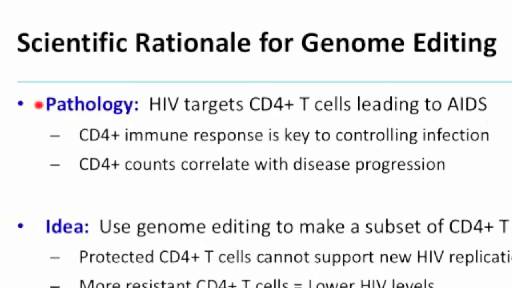So the CD4 T cells are a key cell in the immune response necessary to control infection, not just of HIV, but in fact of any infection. And CD4 counts correlate very closely with disease progression. So falling CD4 counts ultimately are an indicator of the immune system's loss of, if you will, progress against the virus, and ultimately they will fall to a level that will allow full-blown AIDS.